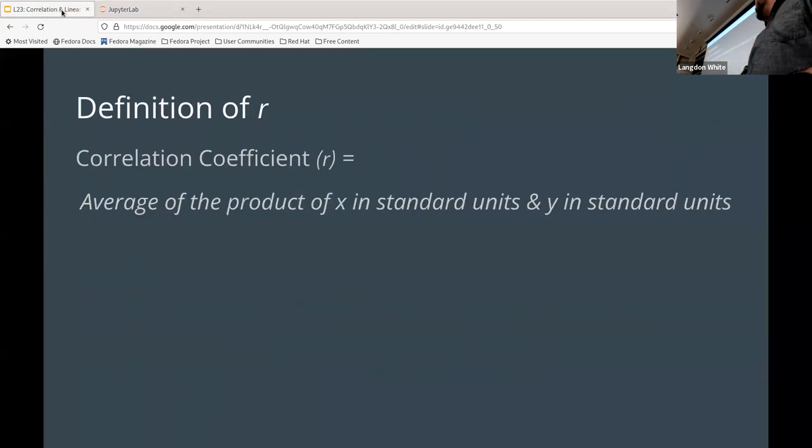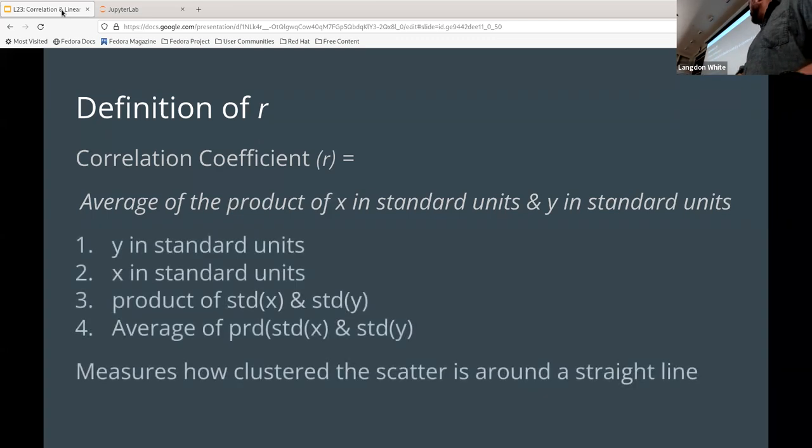All right. So by way of important words, correlation coefficient: average of the product of X in standard units and Y in standard units. I think we're going to calculate it a bit later. But one of the things I'll point out is that when you say a mathematical expression, you often say it in the reverse order of how you're going to execute it. Okay, so we start with the end and move back to the left, right?